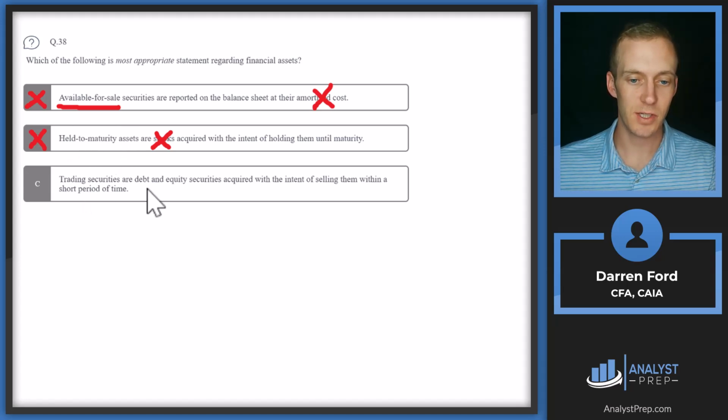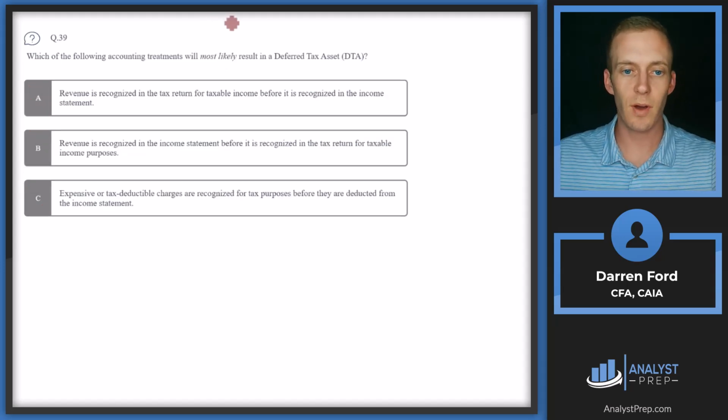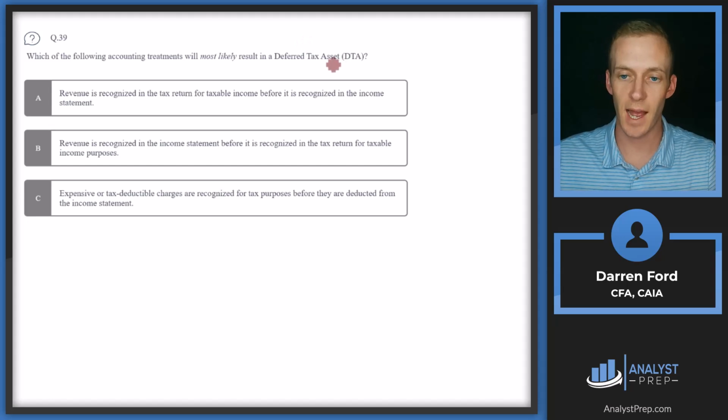And then C, trading securities are debt and equity securities acquired with the intent of selling them within a short period of time. That is going to be correct. Trading securities can be debt or equity, and we're buying them with the intent to sell. Answer C. Question 39. Which of the following accounting treatments will most likely result in a deferred tax asset?